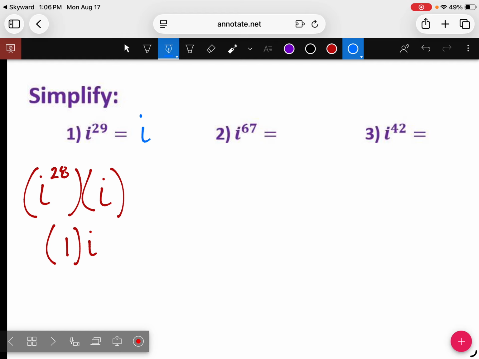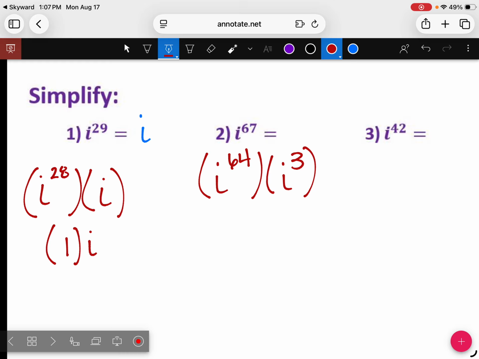All right, 67. How high can I go without going over 67? 64. So I want you to write i to the power of 64. How many are left over? 3. Now, if you can remember this list, then we'll know that the answer is going to be -i.